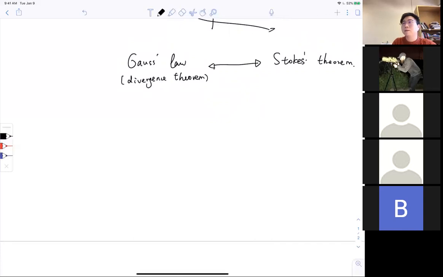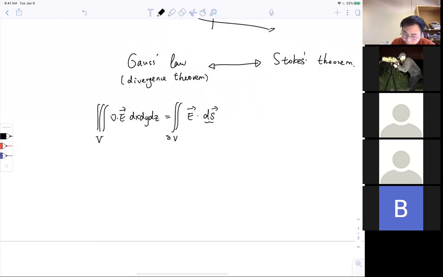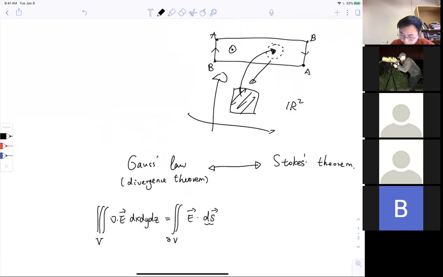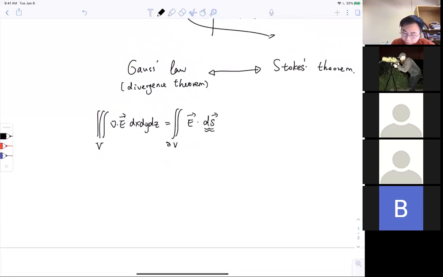So for Gauss's law, you have a volume integral over some volume. It converts to a surface integral. The surface is the boundary of this volume. This S, similar to what I said here, its magnitude is the infinitesimal areal element, and the direction is the normal direction of this surface.